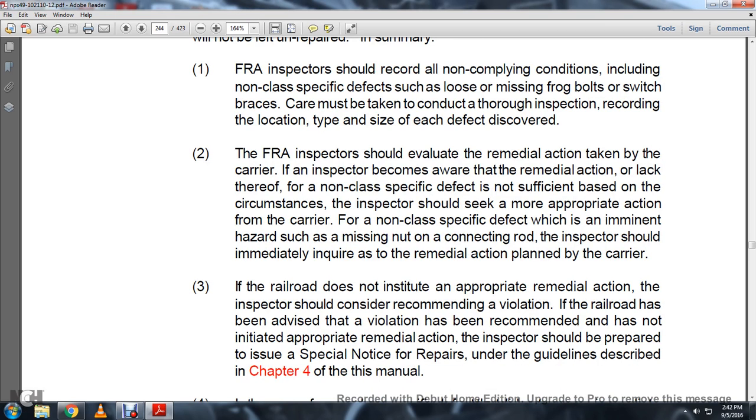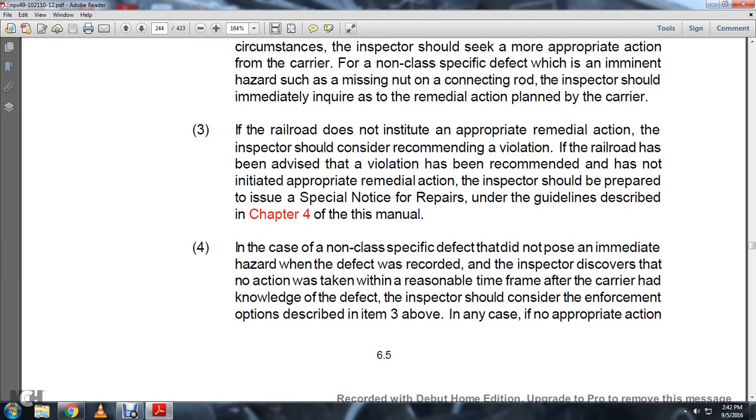If the inspector becomes aware that the remedial action, or lack thereof, for the non-class-specific defect is not sufficient based on the circumstances, the inspector should seek appropriate action from the carrier. If the non-class-specific defect is an imminent hazard, such as a missing nut on a connection rod, the inspector should immediately inquire about the remedial action plan with the carrier.